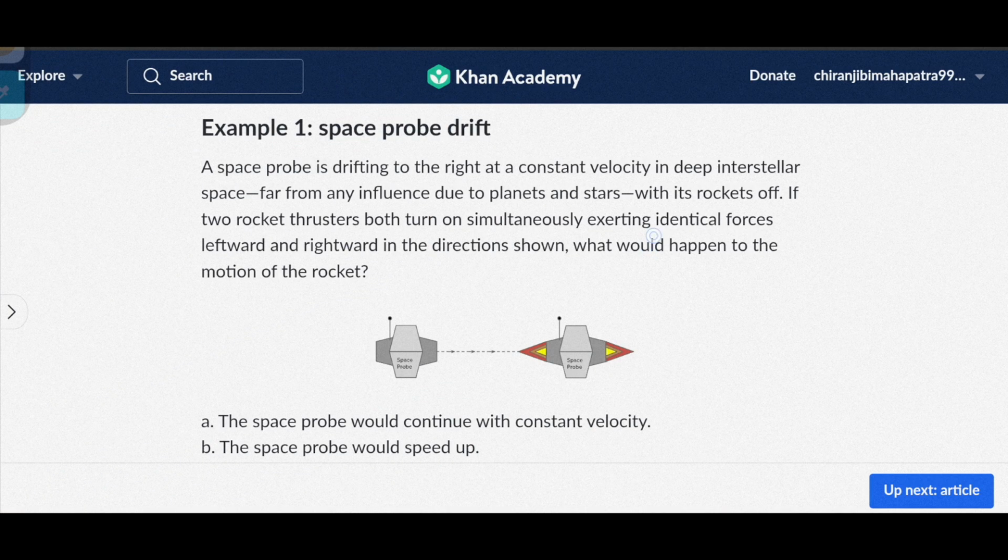So hello, guys. Let's see three problems on Newton's first law. These are some interesting problems, and your concept will get clear. Okay, let's start.